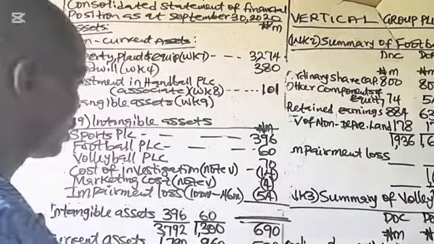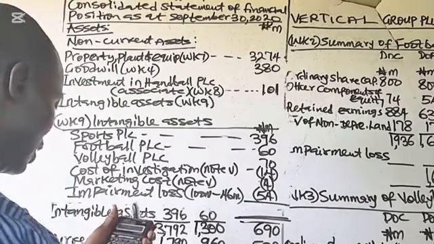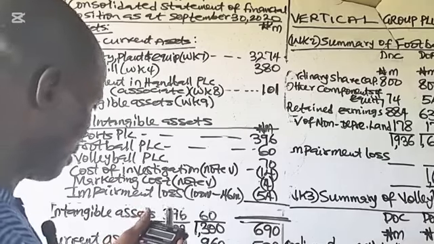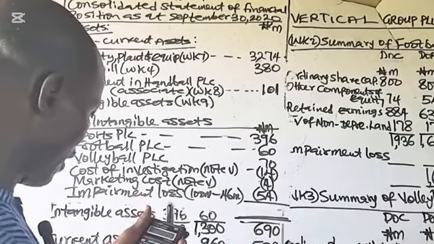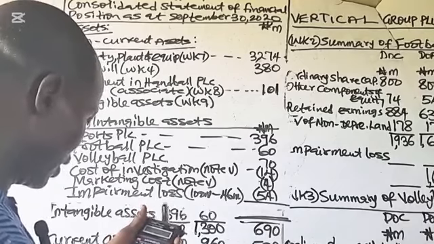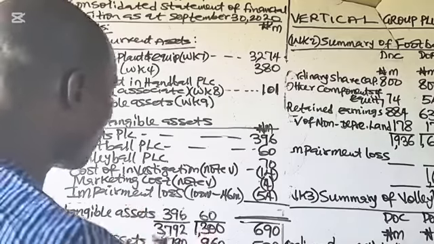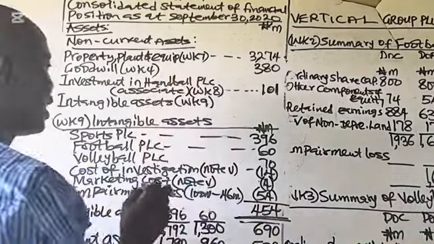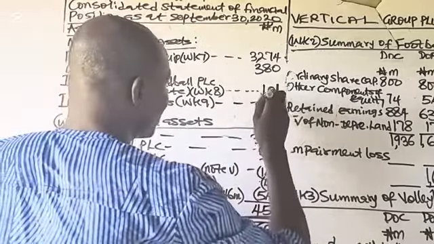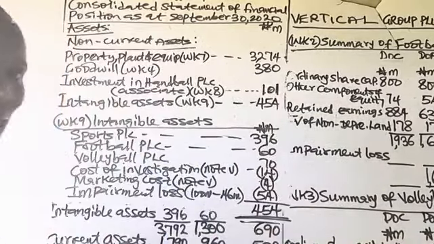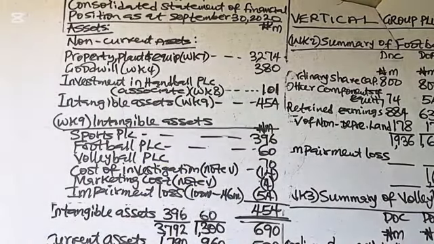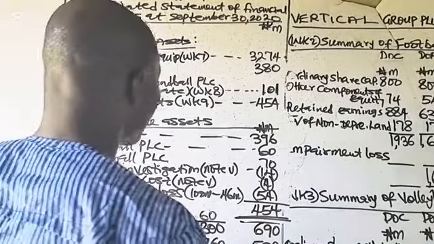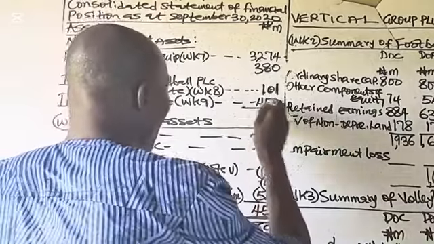So we have 396 plus 60 plus 70 minus 14 minus 4 minus 54. So we have 454. That is the amount of intangible assets that will be recognized in the consolidated statement of financial position. Then we are done with non-current assets.